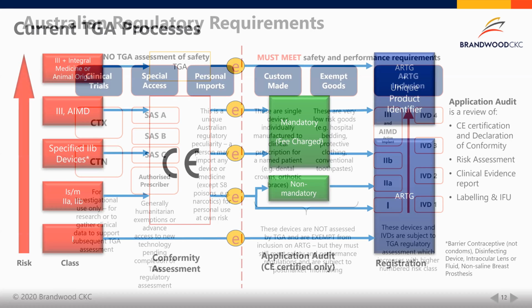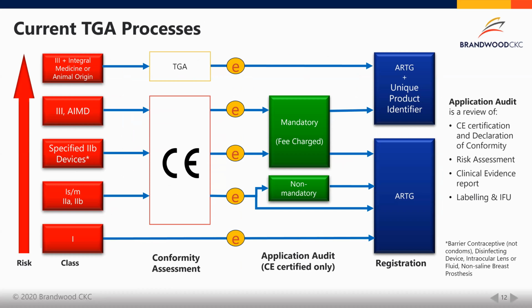So this is the current TGA process. Until about 1.5 years ago it was the only way you could get an ARTG in Australia. So there's the risk to the left, as you can see, increasing risk, the more work required. So a class 1, that's a self-notification or a notification to the TGA. There is no regulatory review required.